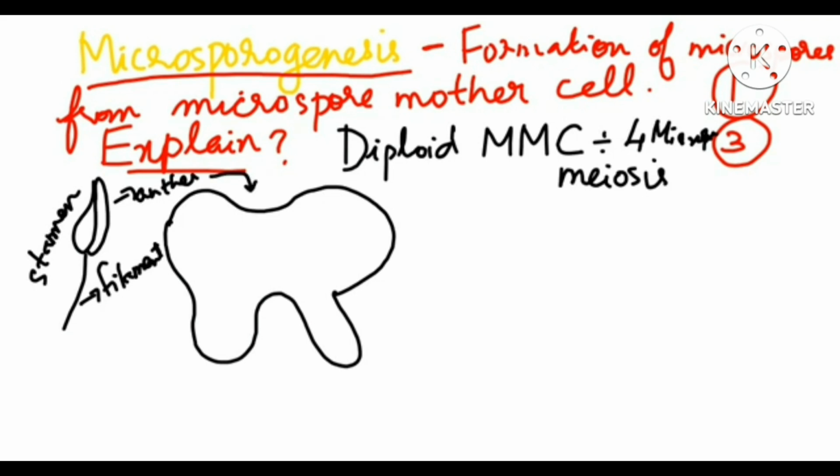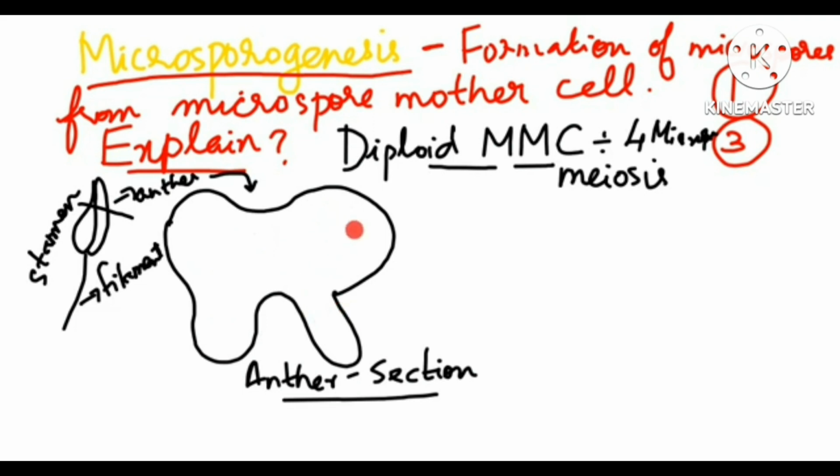If the anther is cut like this and kept under a microscope as a thin slice, you will see this shape. From here, can you tell me where the mother cell is found? That mother cell is diploid, that you told, and it undergoes meiosis, that also you told. But first you have to tell where the mother cell is found. Yes, you told that the microspore mother cell is found in the microsporangium. That is the correct answer.